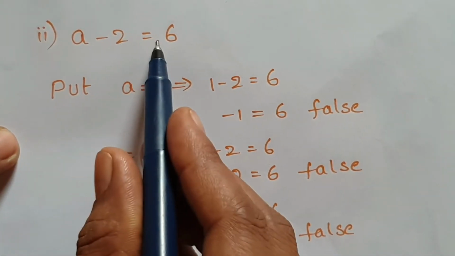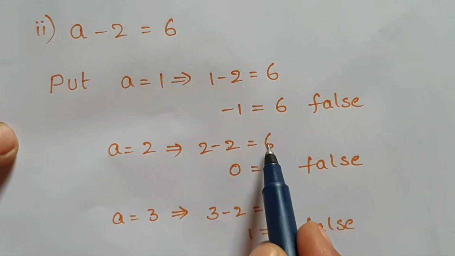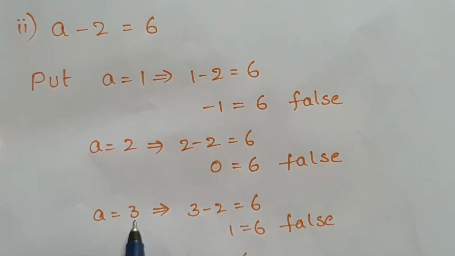Next, a equal to 2. 2 minus 2 equal to 6? 2 minus 2 is 0. 0 equal to 6. This is false. Next, substitute 3.